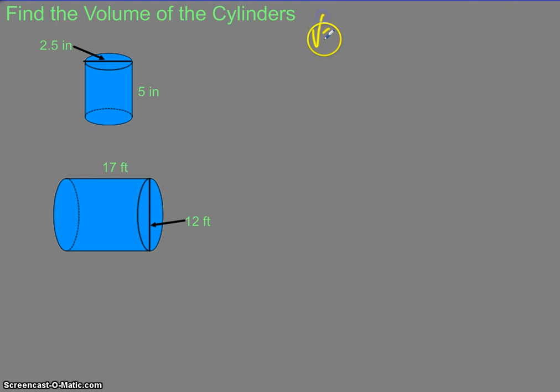I'm using V equals capital BH, but in this case, since it's a cylinder, that's the same as pi r squared h. Area of the base times the height. Area of the circle is pi r squared. Height is the height of the cylinder. Okay, so let's plug these numbers in and get what we get.